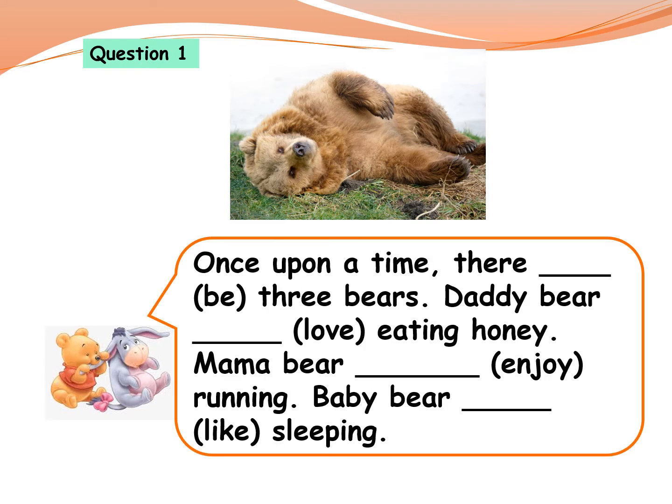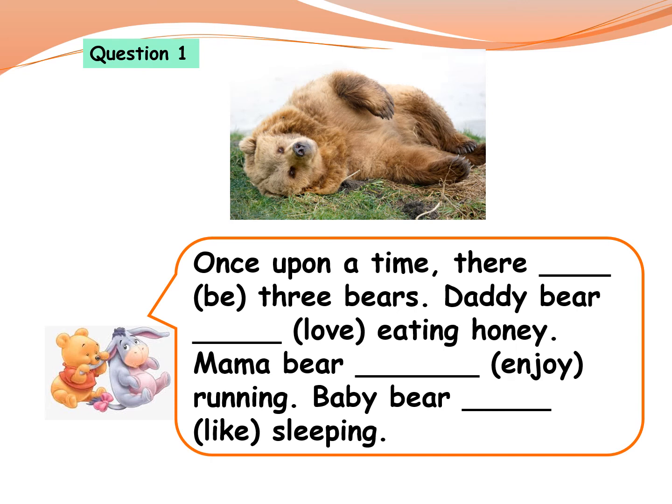Let's check how many questions you can answer. Once upon a time, there 3 bears. Which word should we put here? Daddy bear. The word given to you is love. Eating honey. Mama bear. The word is enjoy. Running. Baby bear. The word given to you, like. Sleeping. What tense should be used here?